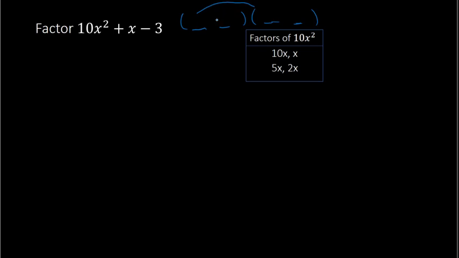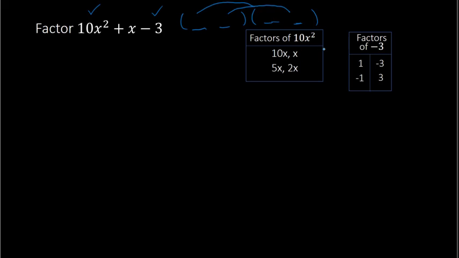So we know that the first values need to be either one of these two. That would take care of the first term. And then for the last term, we need to get negative 3. We can get that by multiplying these last numbers together. So how do we get negative 3 when we multiply? Well, we could have positive 1 times negative 3, or negative 1 times positive 3. That would take care of the last term.